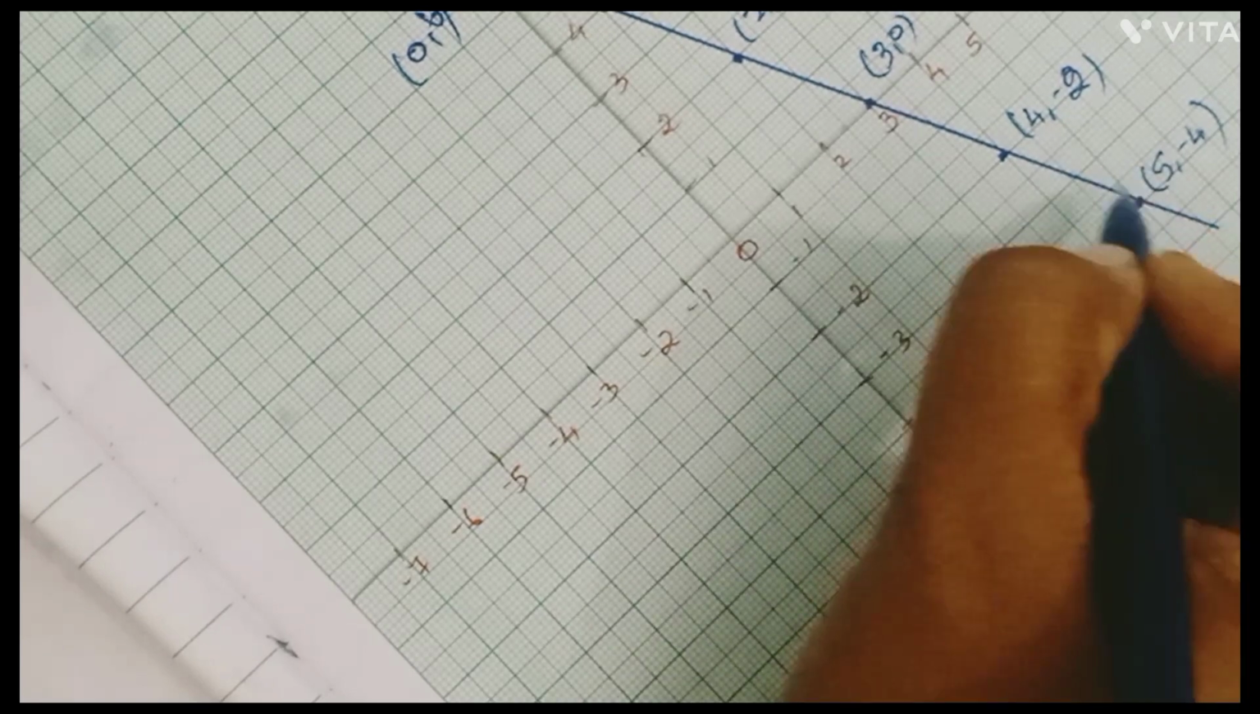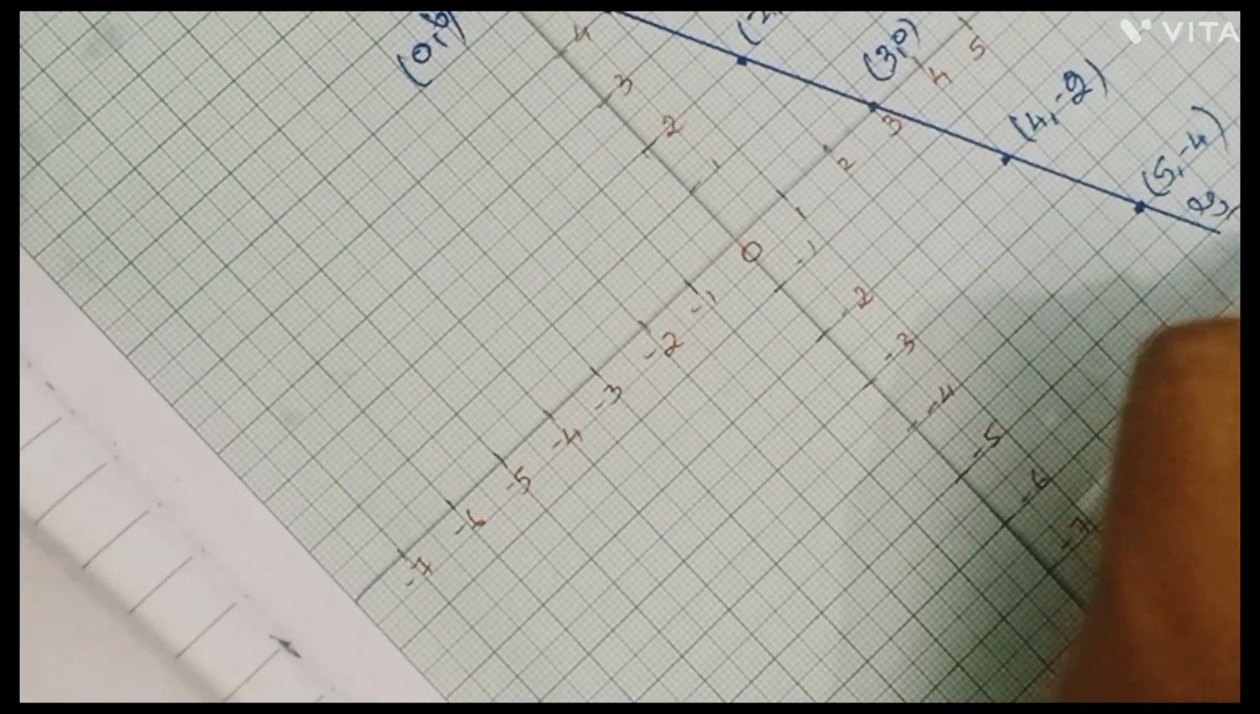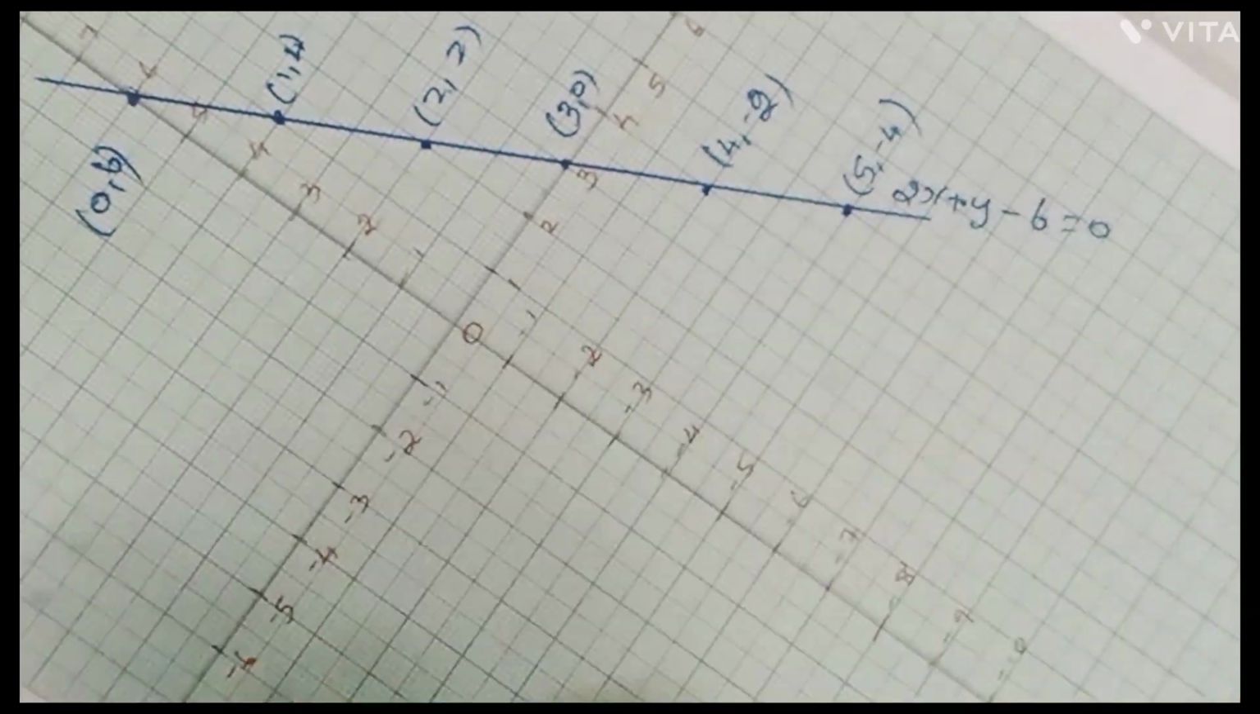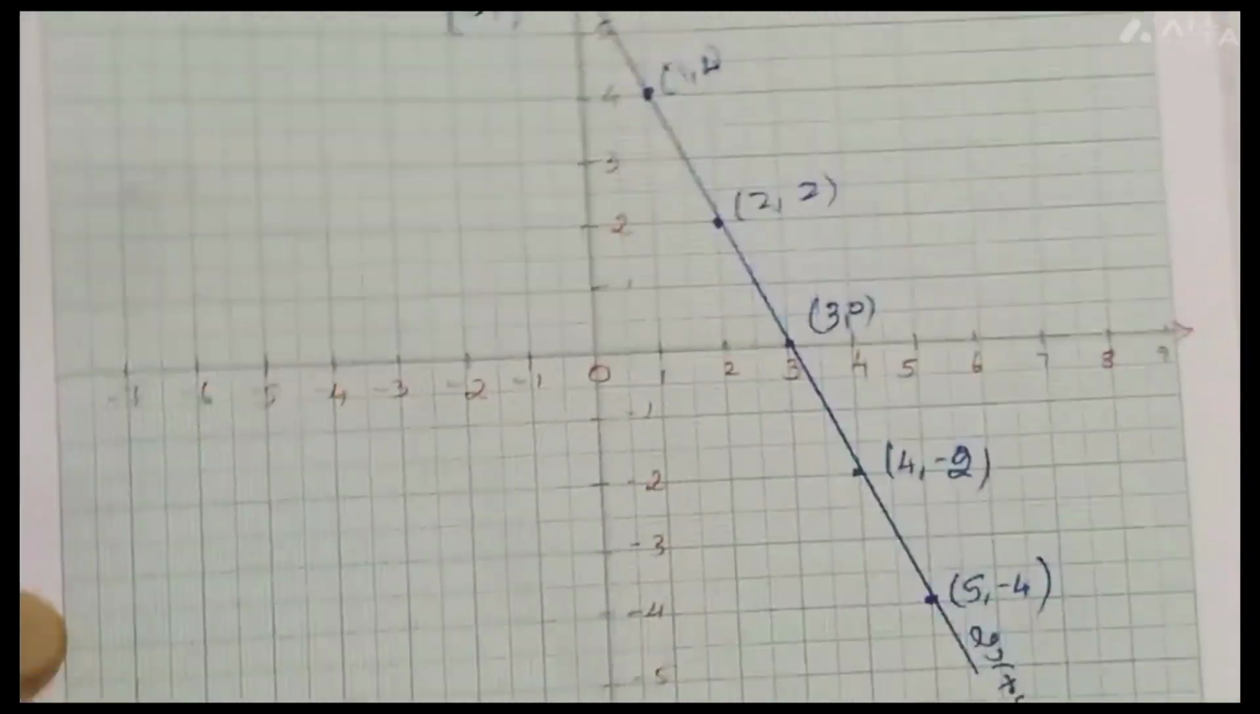So the line equation is 2x plus y minus 6 equal to 0. Now considering the second line.